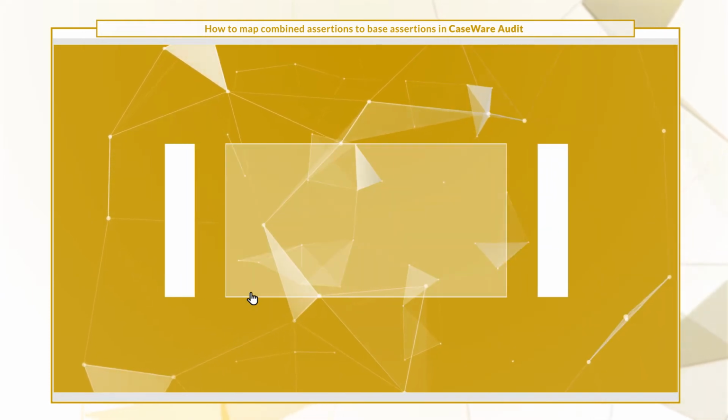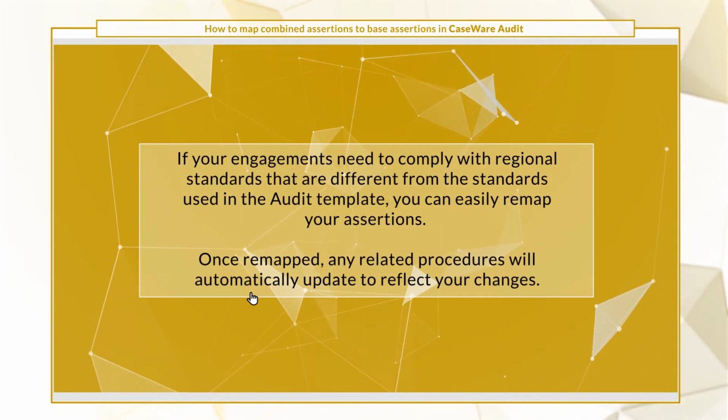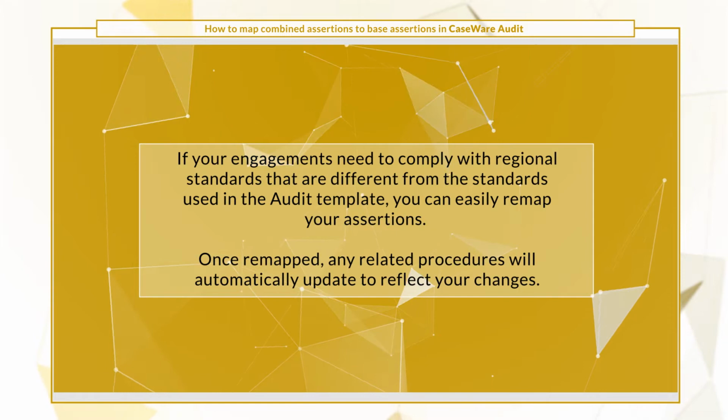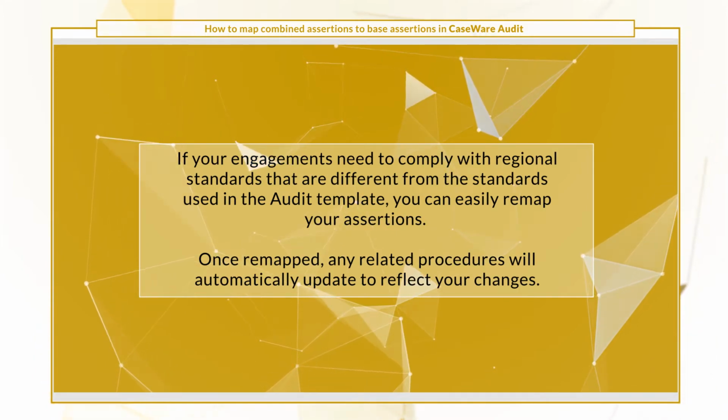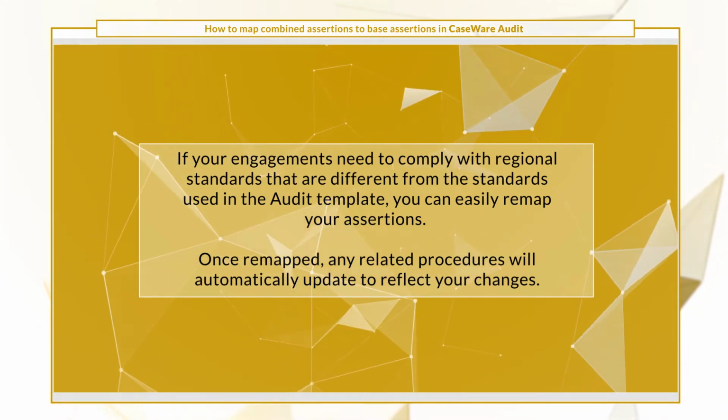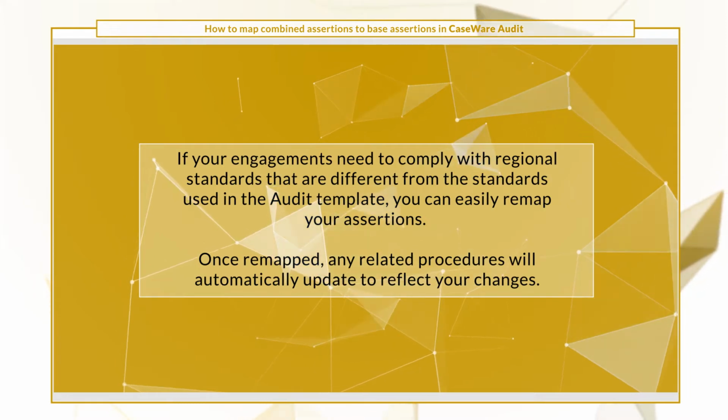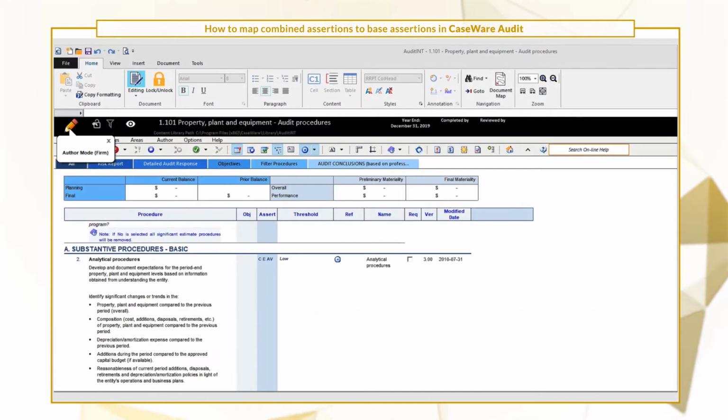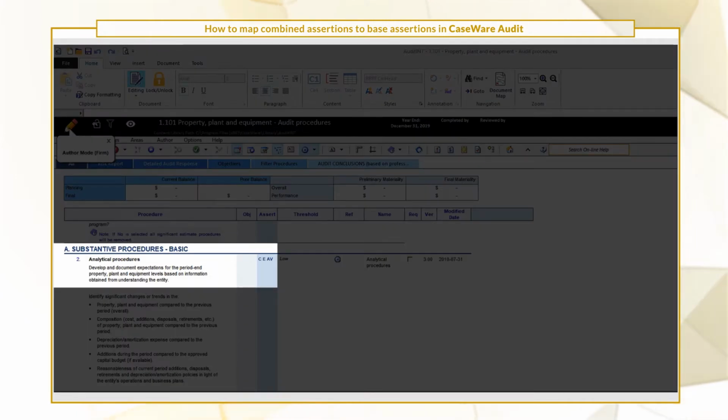If your engagements need to comply with regional standards that are different from the standards used in the audit template, you can easily remap your assertions. Once remapped, any related procedures will automatically update to reflect your changes. For example, in Work Program 1.101, Procedure A.2 has assertions C, E, and AV.